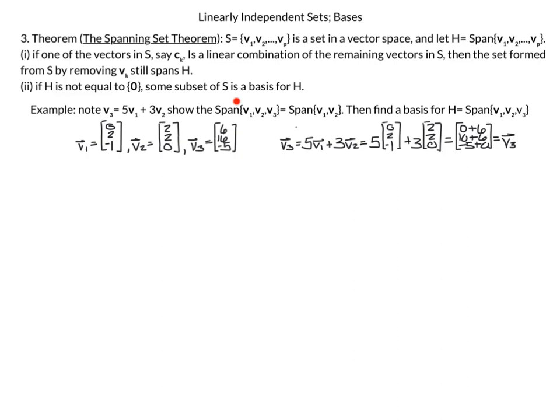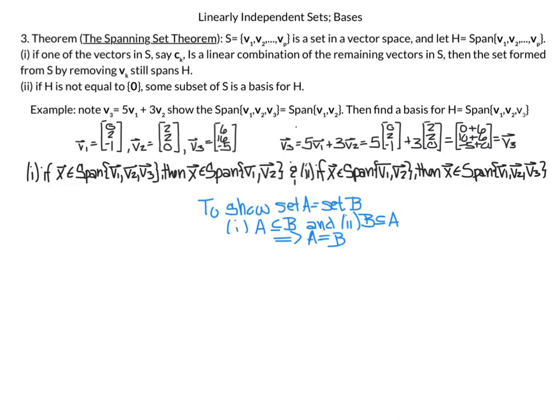So we want to show that the span of V1, V2, V3 equals the span of just V1 and V2. I'm going to show this because I'm showing two sets are equal. I'm going to use the typical strategy of showing the equality of sets as showing that set A is a subset, contained in or equal to B, and that B is a subset of or equal to A, and if both of these are true, then it must be that A equals B.